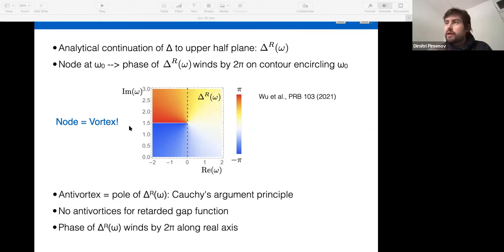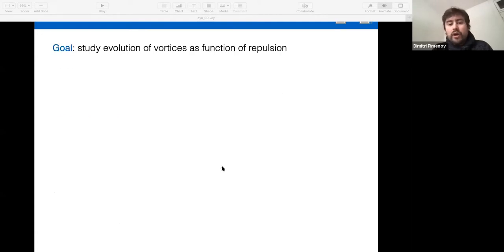So you have only this kind of vortex, you have no antivortex, and the question is what happens to this vortex? How can this vortex appear or disappear? And if you want to look for physical quantities, then we have to go to the real axis. In principle, for instance, the vortex leads to winding of the phase of the retarded gap function on the real axis.